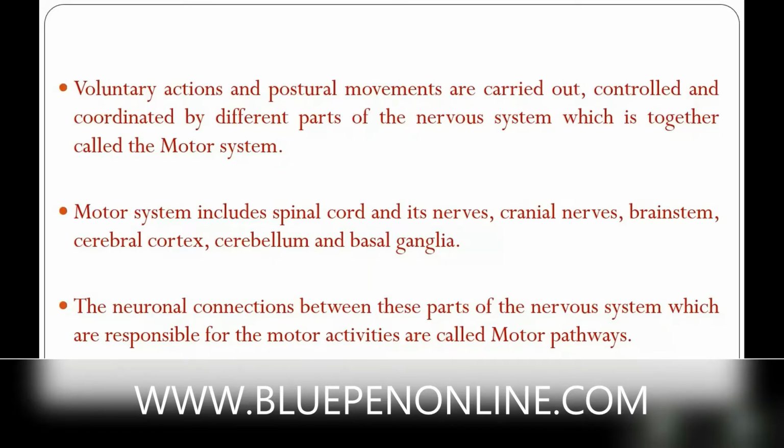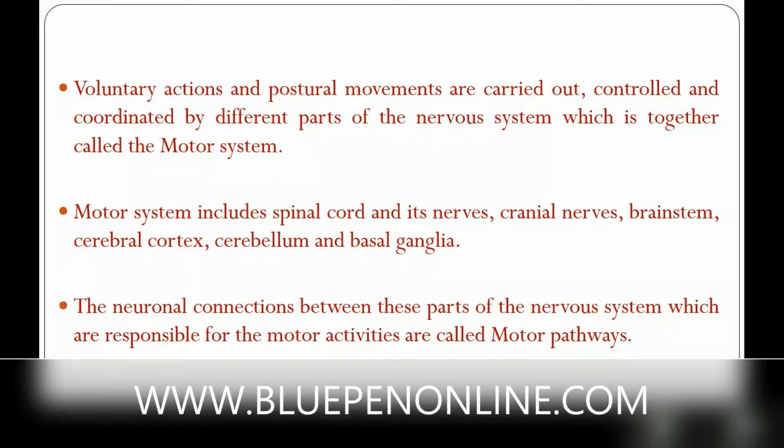So what we are going to study is the motor pathways. The origin of the motor pathways is the primary motor cortex in the cerebral cortex. Just like the somatosensory area in our brain, there is another part called the primary motor area that is in charge of all the motor activities taking place in our body.